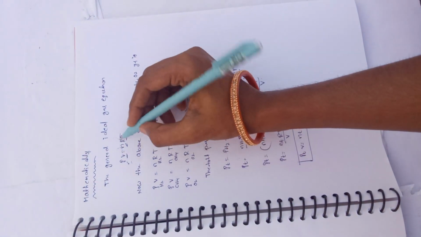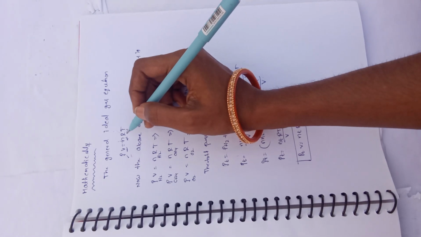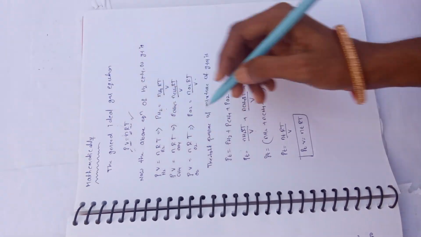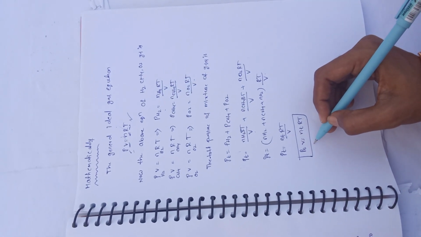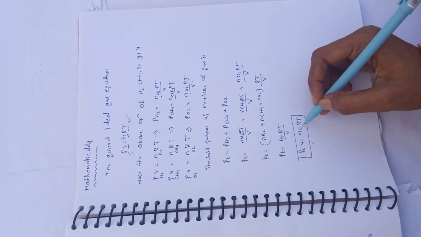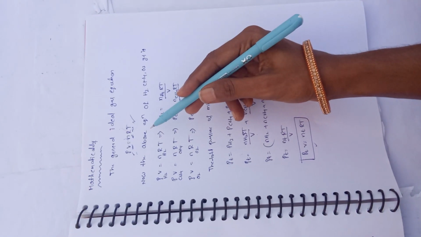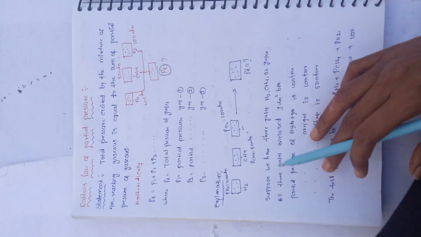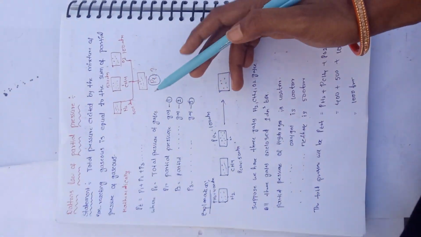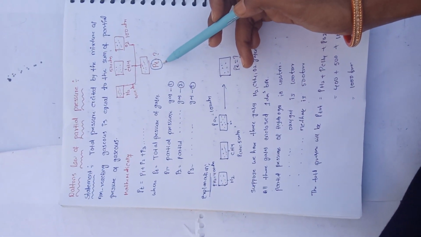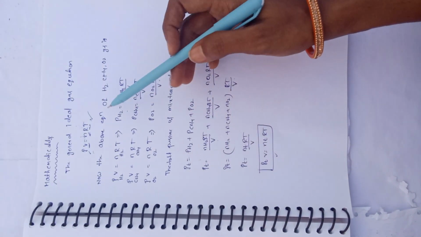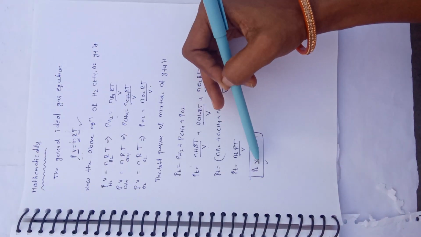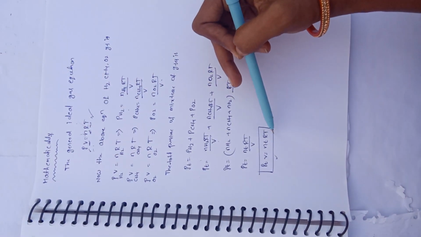So in this, the ideal gas equation is PV is equal to nRT. From the ideal gas equation, what you have to prove is the total pressure, and you proved it. So from the ideal gas equation, you find the total pressure, that means PT.